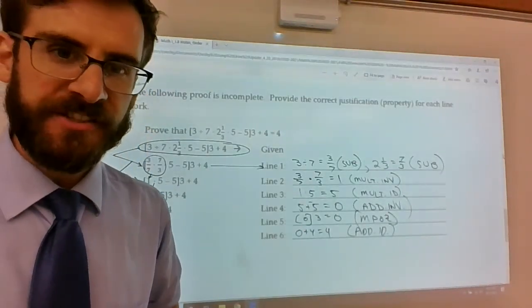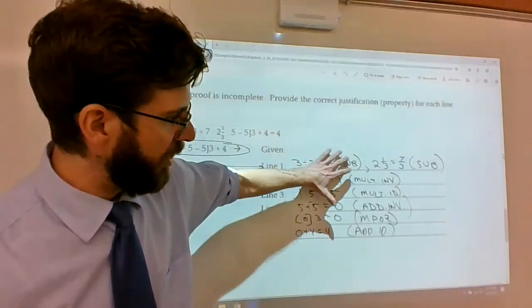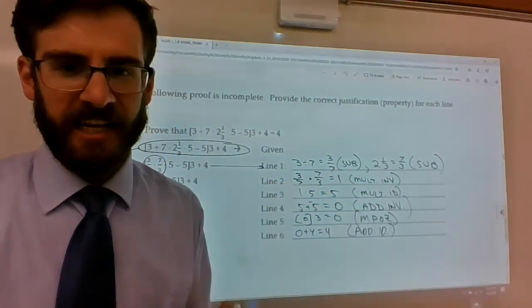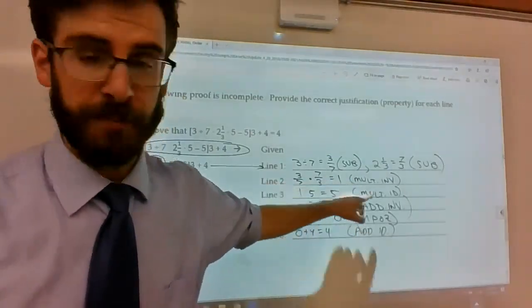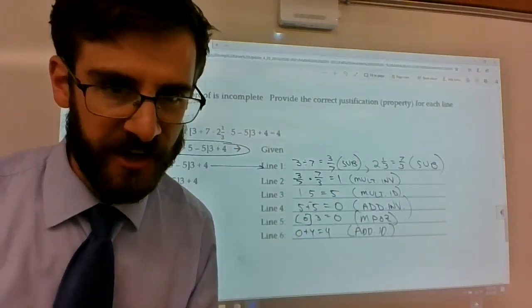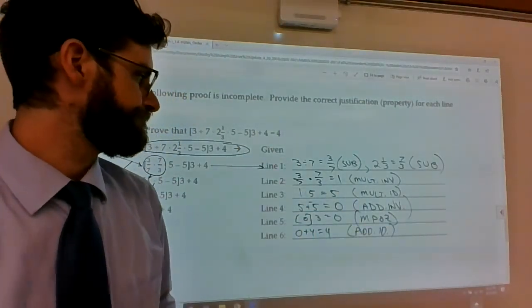Just study the examples that are written off to the side of all of these properties to get a feel for it, so it's second nature when you see something like this to say multiplicative inverse. Or once you see a 0 plus 4, you're not thinking inverse at all, you're thinking identity. All right, that's all I got to say.